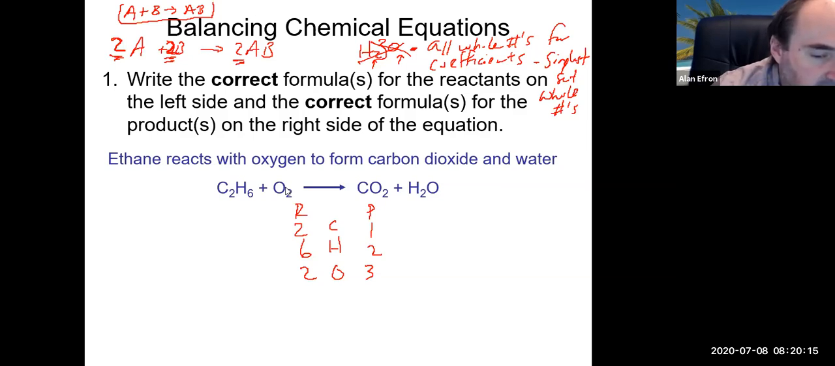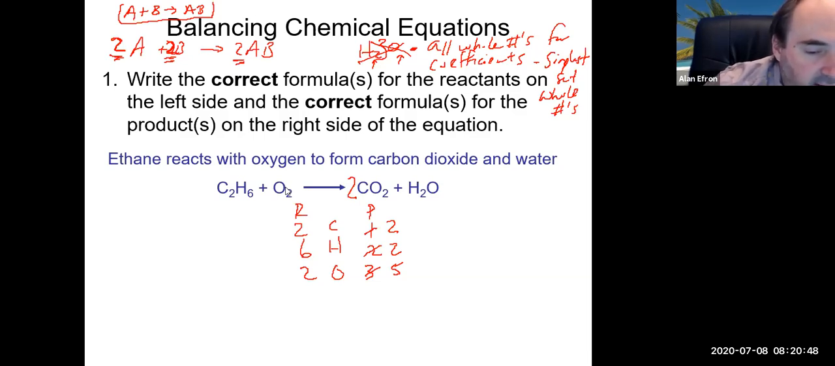We can see that nothing's balanced, but probably the easiest thing to balance in this case would be the carbon. So we could put a 2 in front of it. When we do that, nothing really changes on the left-hand side. On the right-hand side, we now have 2 carbons, we still have 2 hydrogens, and for oxygen, that is 4, and 1 more over here makes 5.